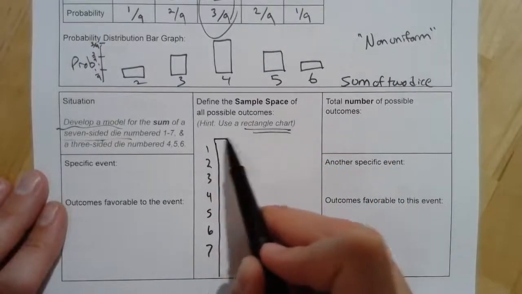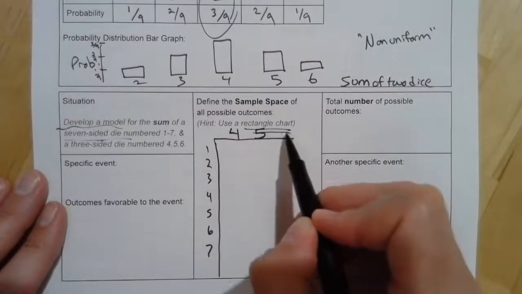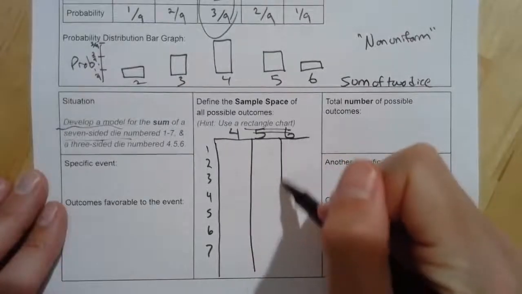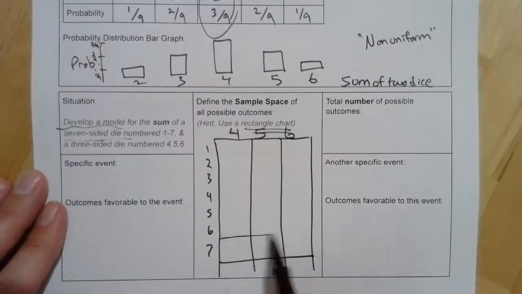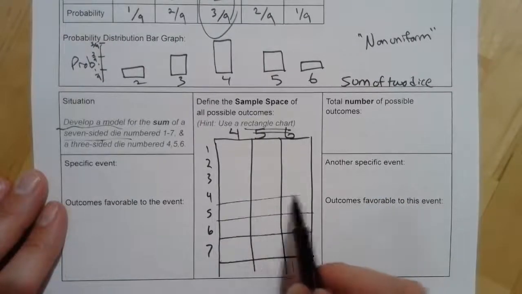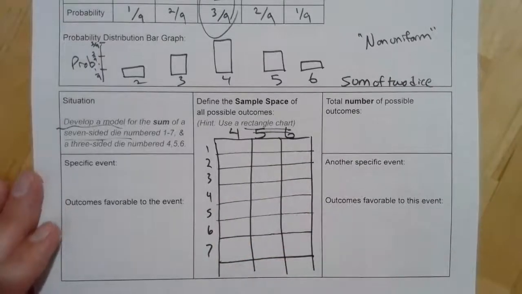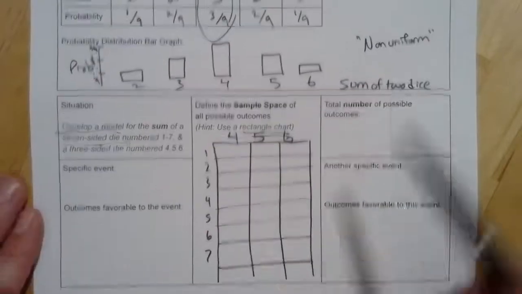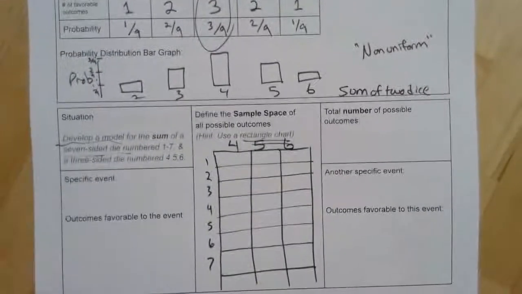And let's do the 3-sided die this way. It could be a 4, a 5, or a 6. All right? See how we did that? Okay. And now what I'm actually going to write inside here, rather than writing the sums like that, is I'm just going to write the total.